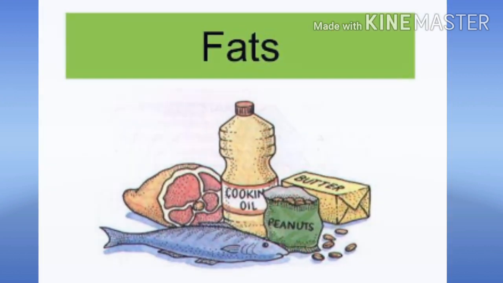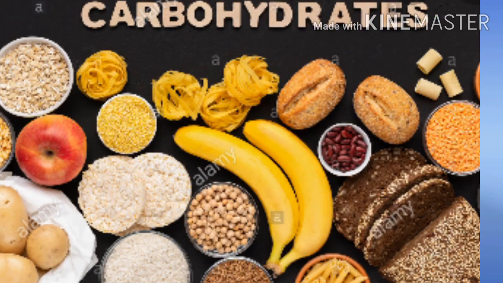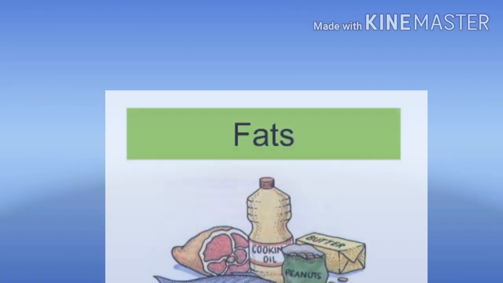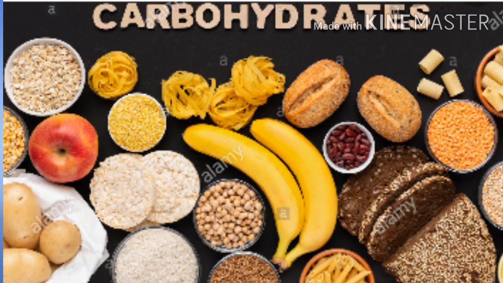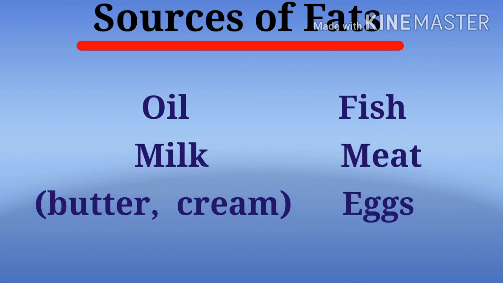Next nutrient is fats. Fats also give energy to our body. But when we compare carbohydrates with fats, fats give more energy than carbohydrates. Sources of fats: oil, milk products like butter, cream, etc., fish, meat, eggs, etc. are the sources of fat. These food items provide energy to our body.